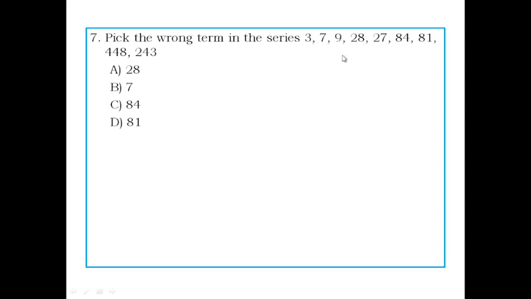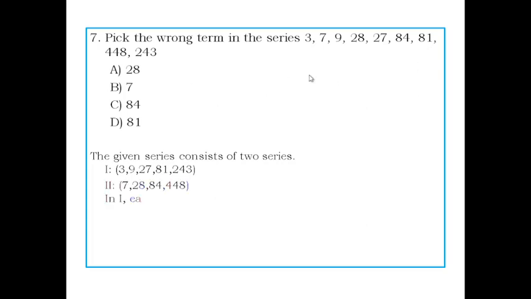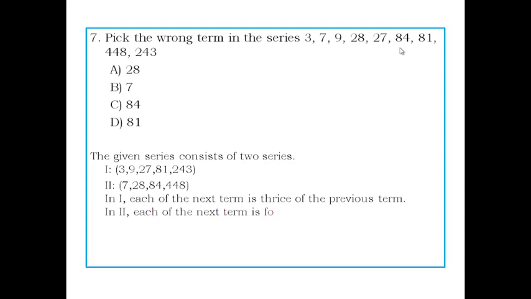The first is 3, 9, 27, 81, 243. You can observe that each is thrice the previous number. 9 is thrice of 3, 27 is thrice of 9. So 3 threes are 9, 9 threes are 27, 27 threes are 81. That is how we got the series. The second series is 7, 28, and so on, so it is multiplication by 4. I have mentioned it clearly: in the first case, each next term is thrice the previous term, whereas in the second case, each next term is 4 times the previous term. In the first series, 3 threes are 9, 9 threes are 27, 27 threes are 81, and 81 threes are 243. So all these numbers are correct.